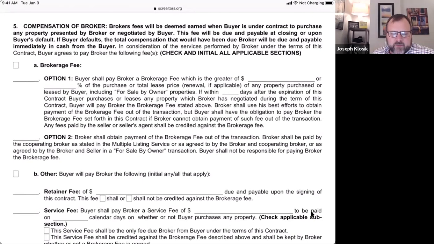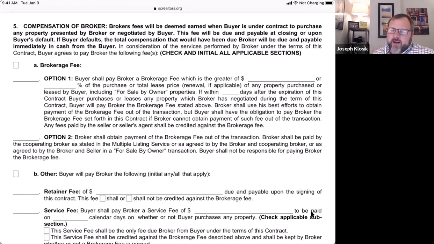Now the bold I am going to read: brokerage fees will be deemed earned when the buyer is under contract to purchase and the property presented by broker or negotiated by the buyer. This fee will be due and payable at closing or upon buyer's default. If buyer defaults, the total commission that would have been due broker will be due and payable immediately cash from the buyer.